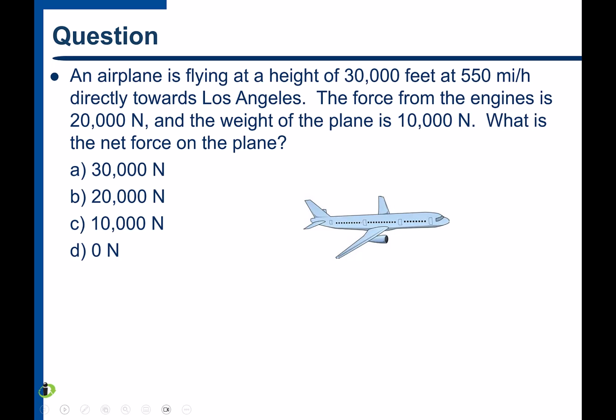Okay, did you figure it out? Well, the key here, like I mentioned in the last problem, is anytime an object is moving with a constant velocity, the net force has to be 0. So I'm just going to write that. Constant velocity. Anytime you see that, that means the net force has to be equal to 0.